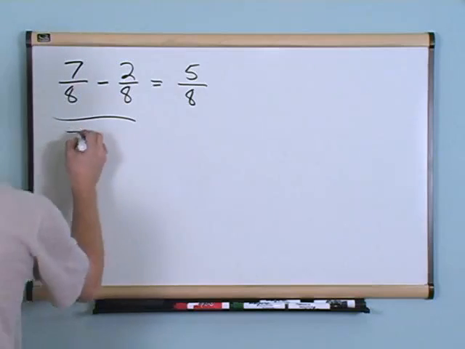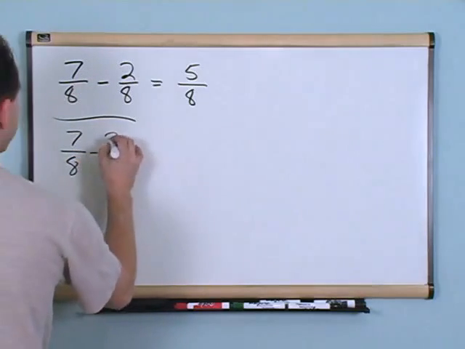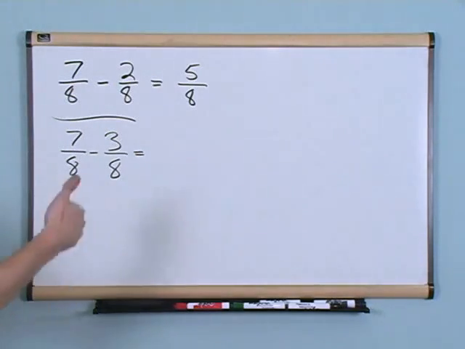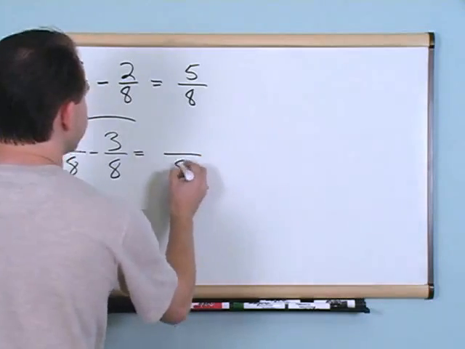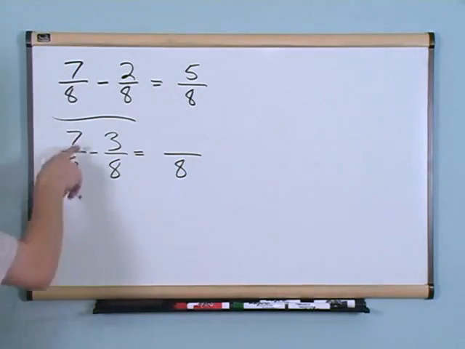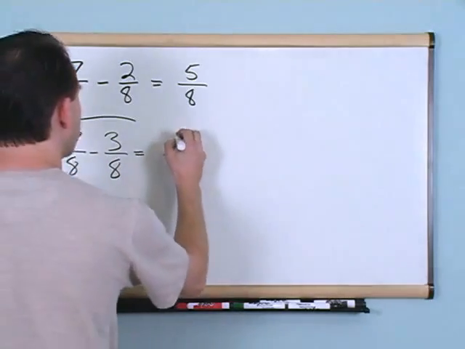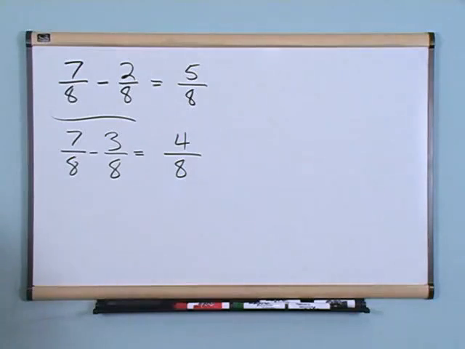Okay, what if you had 7/8 minus 3/8? First thing you check, is the bottom number the same? Yes, it is. So keep it there. I don't do anything else, just leave it there. And then on the top, 7 minus 3 is going to give you 4. You just subtract the top, you get 4/8.